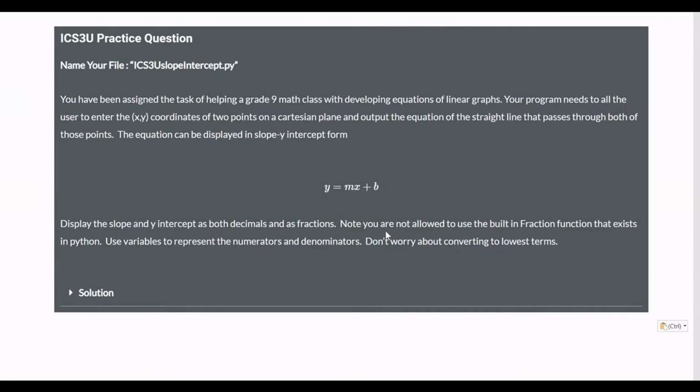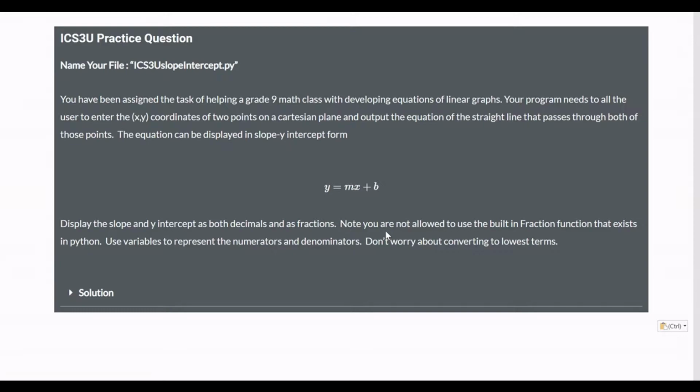Okay, so remember, we are dealing with a problem-solving question, and it is not entirely obvious how you might go ahead and get the answer to this. So we're looking at input, processing, and output. Our input is going to be 4 numbers, right? The x and y points for 2 points on a Cartesian grid. So we need an x1, a y1, an x2, and a y2.